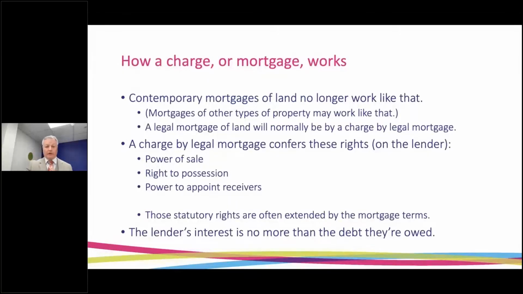I have to say that contemporary mortgages of land no longer work like that, with absolute legal ownership being transferred to the lender. But mortgages of some other types of property may work like that. A legal mortgage of land is normally a charge by legal mortgage, which leaves the borrower still as the legal owner of the property, and it confers important property rights on the lender, and those include a power of sale, a right to possession, and the power to appoint receivers. And in addition to those statutory rights, there are often additional rights that are given by the terms of the mortgage itself. The important thing is that although the lender's interest looks very, very close to ownership of the property, it is limited financially to the debt that they are owed.